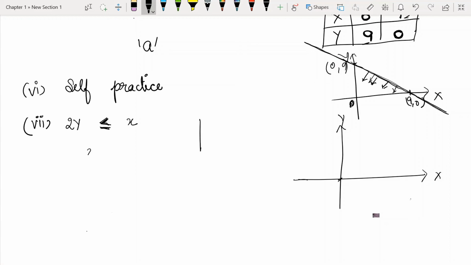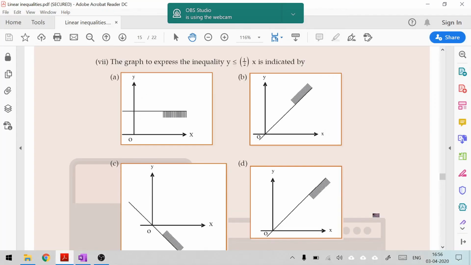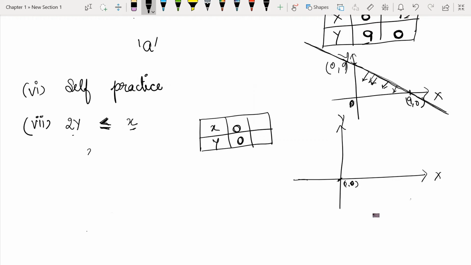Now let me just do this table which I showed you in the previous question. If I show you x and if I have y, okay, if x takes the value 0, then y will also take the value 0. So it tells you that this is a line passing through the point 0 comma 0, through the origin. So that is why the option A is eliminated. This is not passing through the origin, so we eliminate this. Okay, let us go to the remaining options.